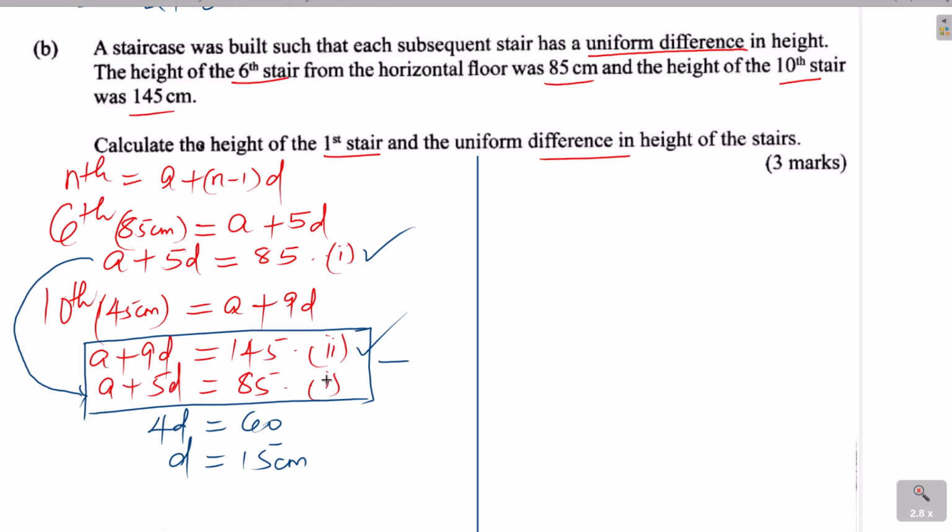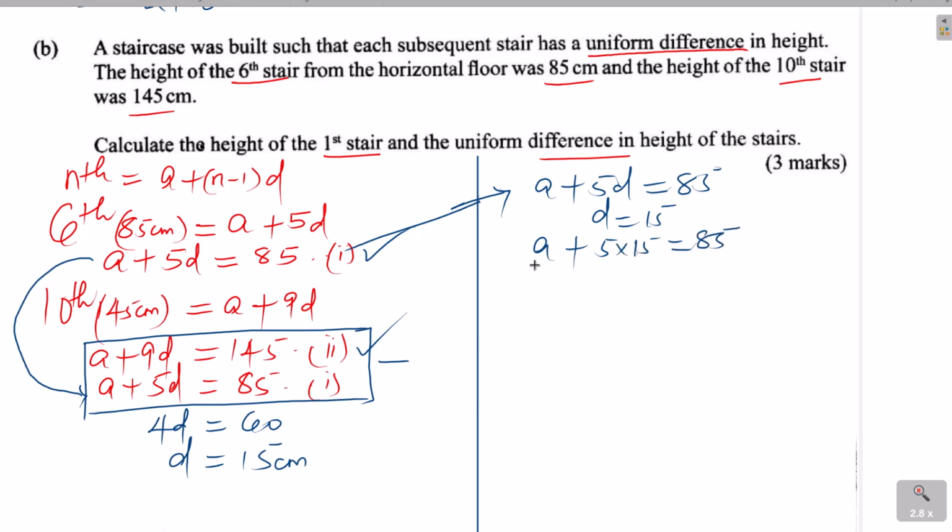So simply use the first equation. From the first equation here, do substitution. a plus 5d is equal to 85. So when d is equal to 15, a plus 5 times 15 is equal to 85. So a is equal to 85 subtract 5 times 15, which is 75, and a is equal to 10. So the height of the first stair is 10 centimeters. Then the common difference, that uniform difference in height, is 15.